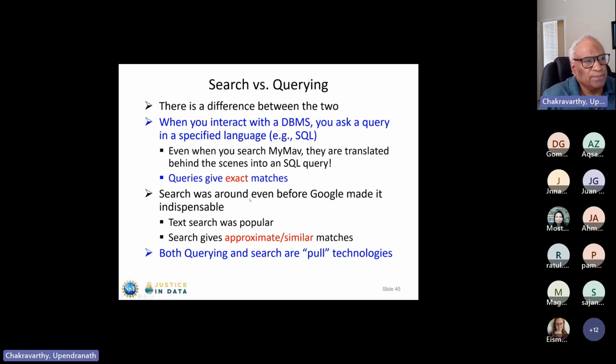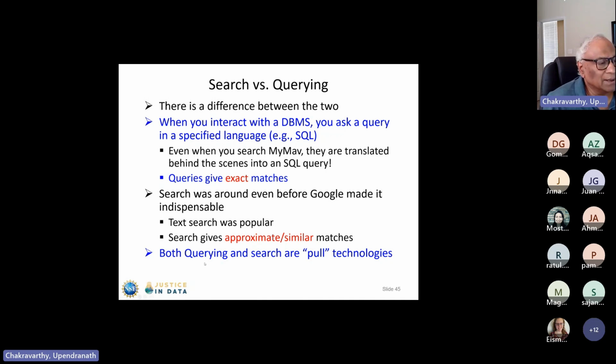This is perhaps one of the basic differences between search and querying. Search was around even before Google made it indispensable. Text search was very popular. Search gives what we call approximate or similar matches, in the sense that if you ask for something and it does not find it, it will give you something similar or closer, based upon how similarity or approximation is defined. And certainly Google does a very good job. Even if you type a bunch of words, it will try to match and give you some meaningful results.